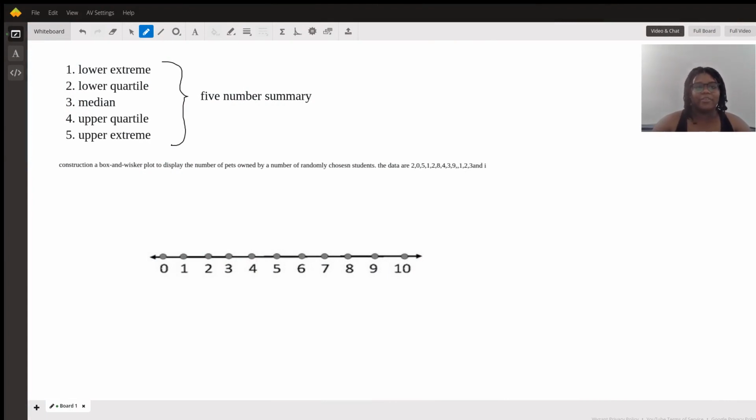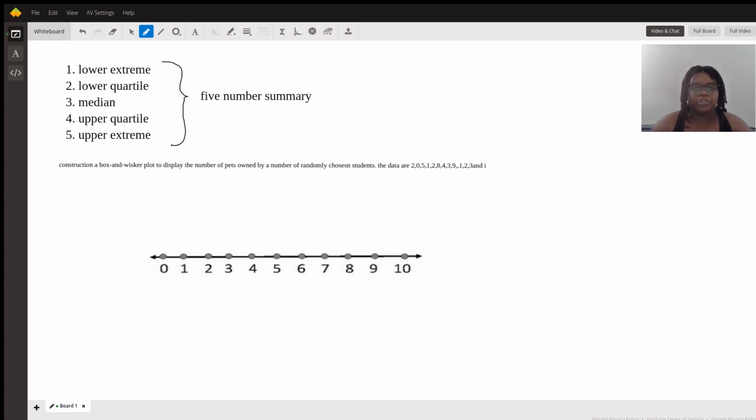Right, so we've got a question here. Construct a box and whisker plot to display the number of pets owned by a number of randomly chosen students. The data are 2, 0, 5, 1, 2, 8, 4, 3, 9, 1, 2, and 3.